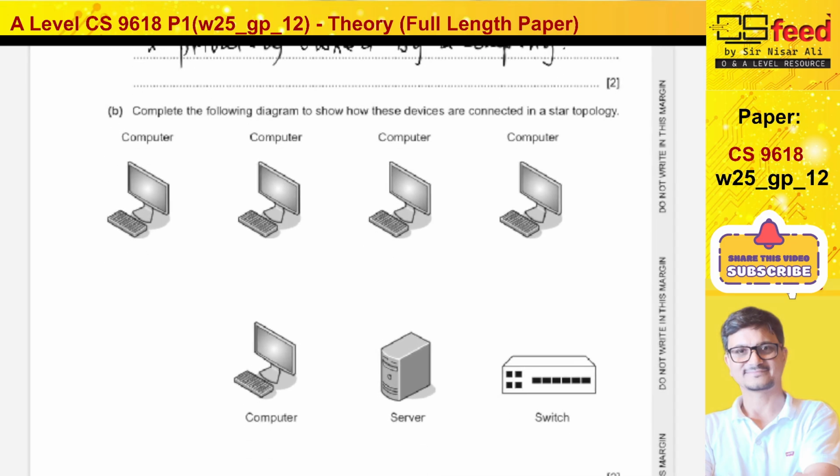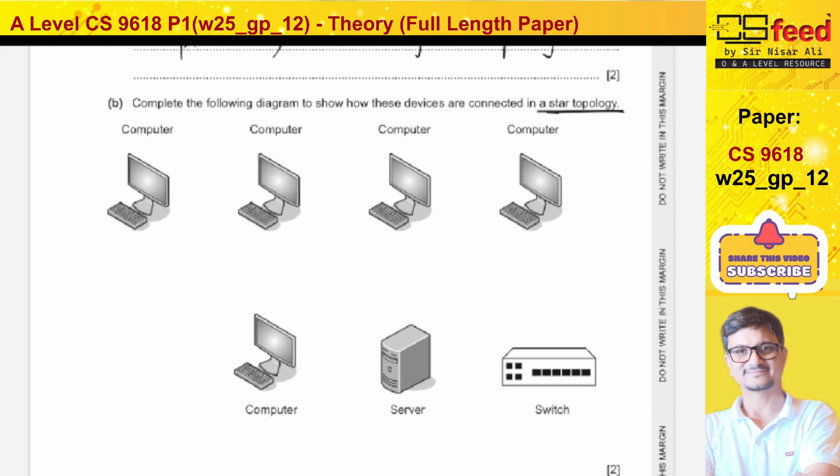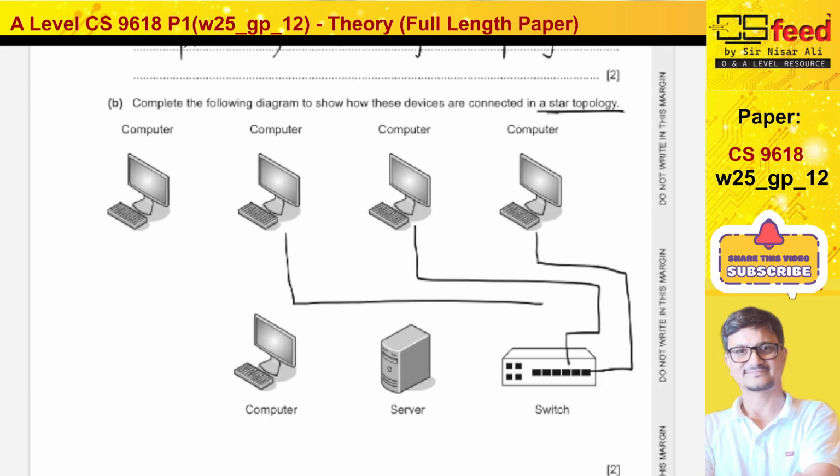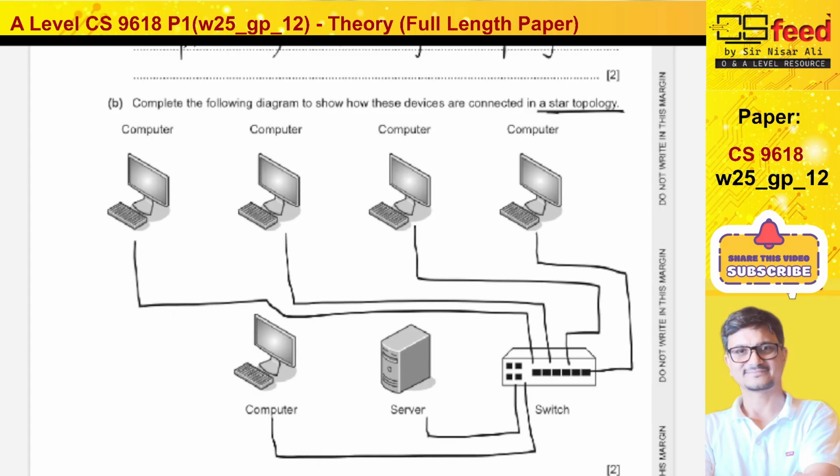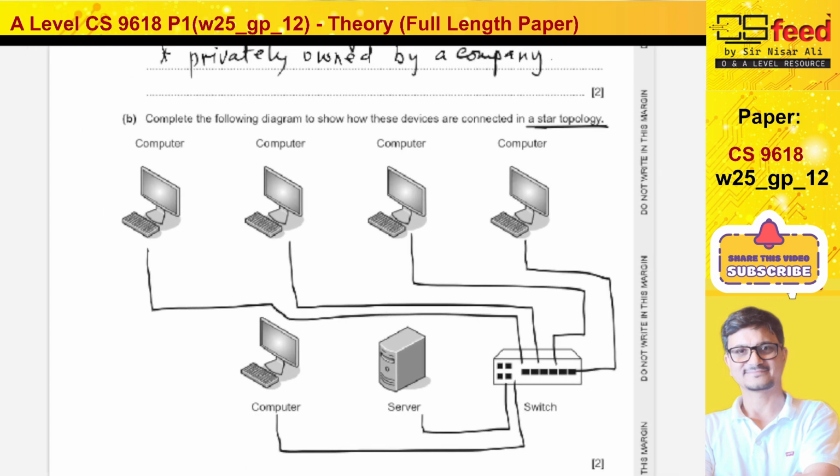Complete the diagram to show the devices in the star topology. Now it is important that you clearly show how the star topology works. So this computer connected to switch, this computer connected to switch, this computer connected to switch. All right. Also connected to switch. Server connected to switch. This computer is connected to the switch. So they all need to be connected to the switch, all right, in the star topology.